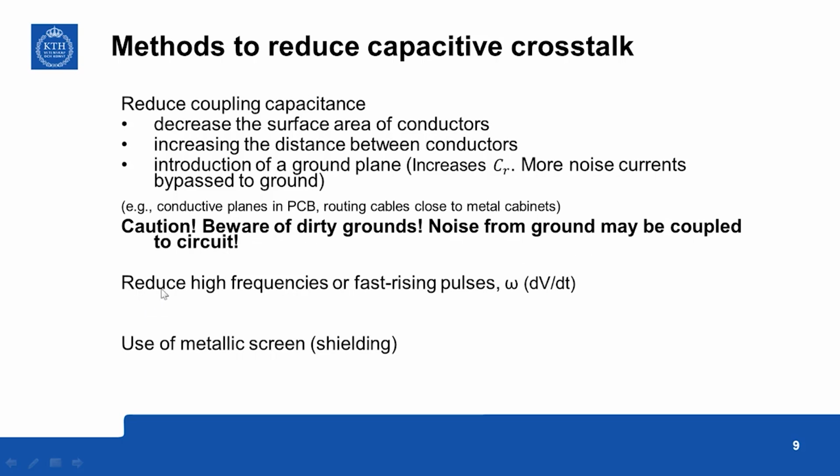Then another way is to reduce the high frequencies or fast rising pulses, to reduce the frequency or reduce the rate of rise dV/dt. Then you can also use a metallic screen. In the case of a transformer, you have seen how you use the metallic screen to reduce the coupling capacitance between primary and secondary coil. The same technique is applicable here. We will see shielding later in another module when we talk of shielded cable, shielding to reduce crosstalk.